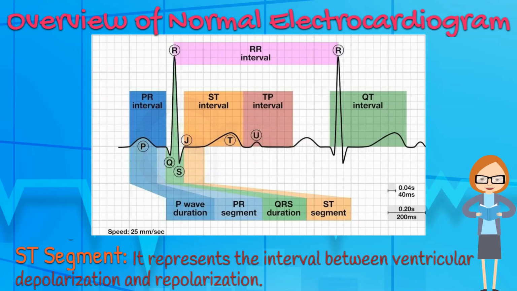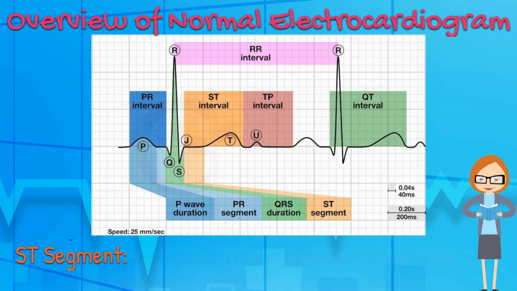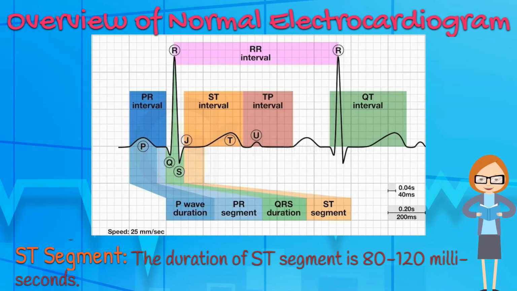The ST segment represents the interval between ventricular depolarization and repolarization. This segment roughly corresponds to the plateau phase of the ventricular action potentials. The duration of ST segment is 80 to 120 milliseconds.